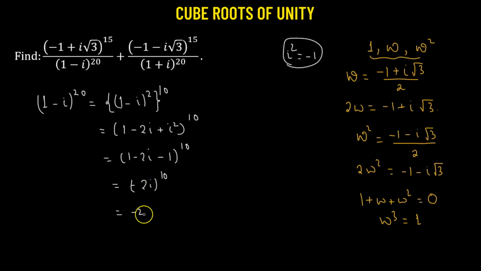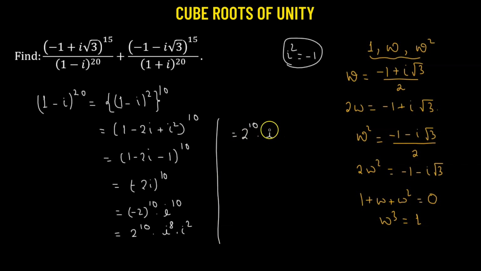So this gives us -2 whole raised to the power of 10 times i raised to the power of 10. So -2 raised to the power of 10 will become positive, because a negative raised to the power of an even number makes it positive. So we have 2 raised to the power of 10 multiplied by i raised to the power of 10. So this is simply i raised to the power of 8 times i squared. So further simplification will give us 2 raised to the power of 10 multiplied by i raised to the power of 8. So that value is i raised to the power of 4, whole raised to the power of 2, times i squared, and i squared we'll do later.